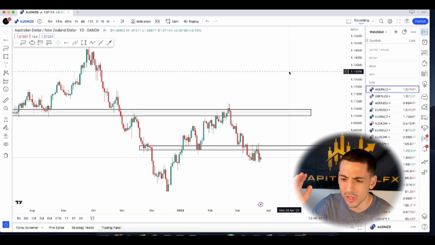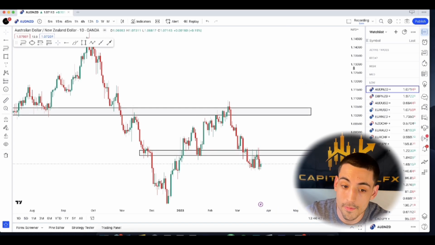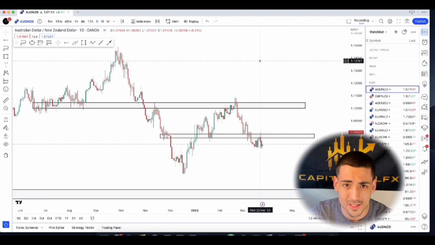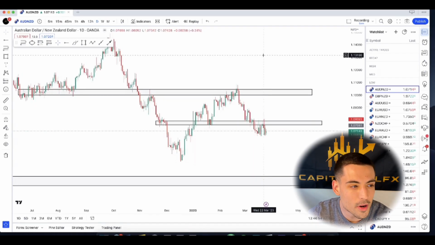So we're going to go through all of the pairs that could potentially play out. We're going to keep this super, super chill, and we're going to go through it very efficiently. If you guys don't know already, I just trade bounces off of daily horizontal levels. I go on the daily 12-hour time frame. I'm analyzing the market structure, and then I go to the lower time frames to analyze the price action to trigger an entry. Daily time frame on AUD NZD.